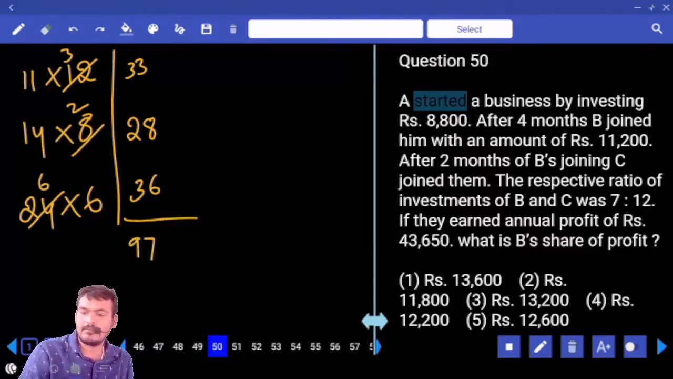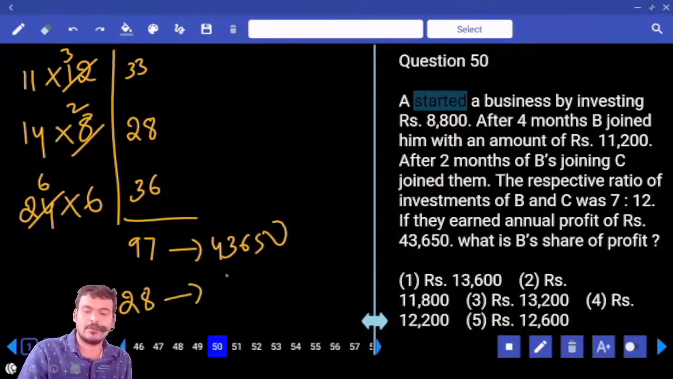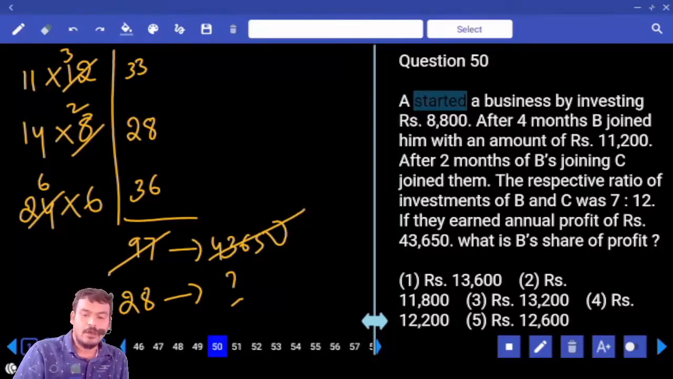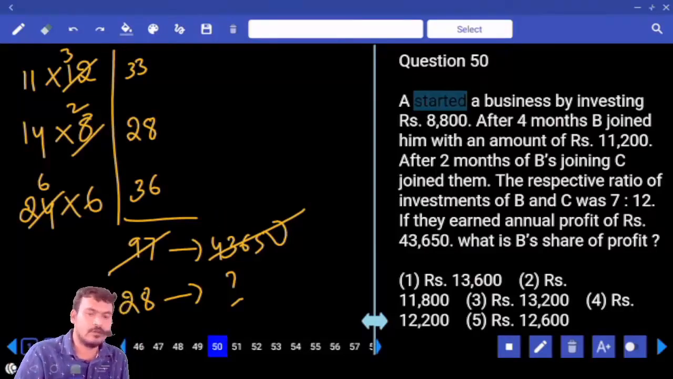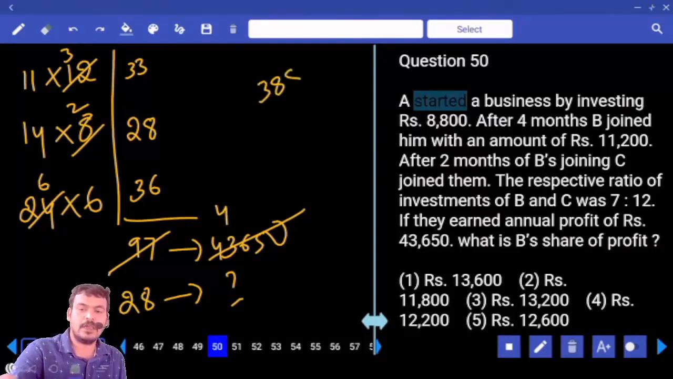97. What is the 97 parts value? 43,650. We required how many parts? 28 parts. Okay. 97 almost how many times? 97 how many times? 5 times or 4 times? 4 times. Actually if it is 5 times, it means more than 450 or not? 4 times. 490 is how much? 360. 4 7s are 28. 360 plus 28 means it is 388.